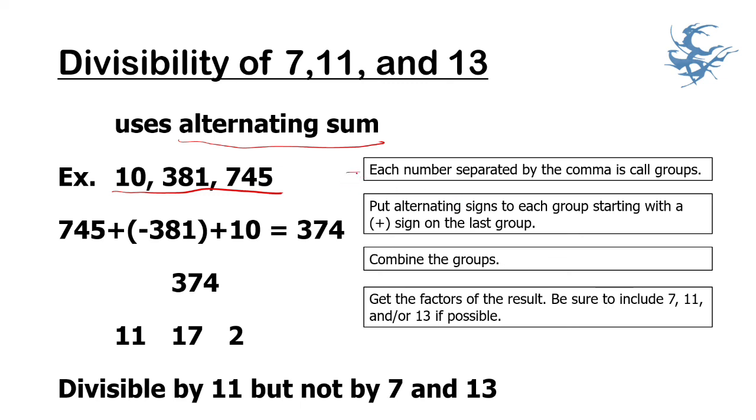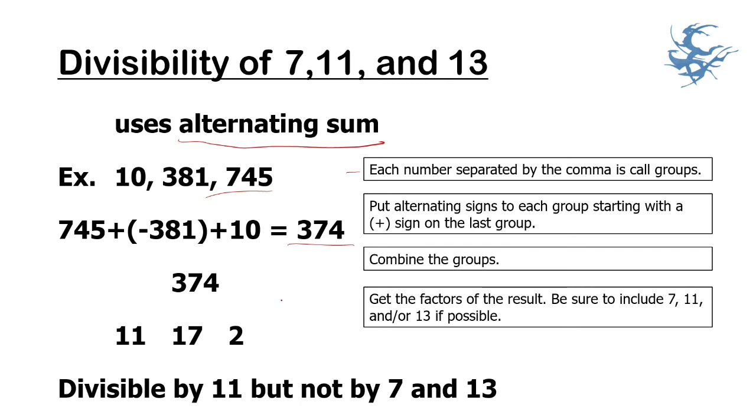So, ang gagawin natin, andito yung procedure. Ang each number separated by the comma is called a group. So, itong numbers na ito, isang group na yan, isang group na yan, isang group na yan. Okay? And then, ang gagawin natin is to put alternating signs to each group, starting with a positive sign on the last group. Start natin sa last group, which is 745. Pinaliktad ko lang, which naging ganito na. 745 minus 381 plus 10. Okay, so i-add lang natin. Pagka-add natin lahat niyan, ang result is 374.